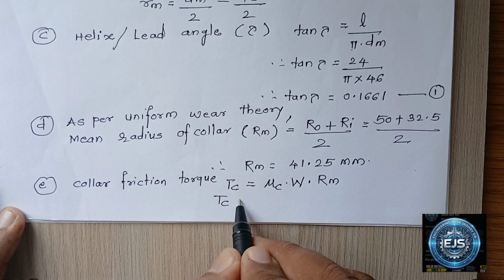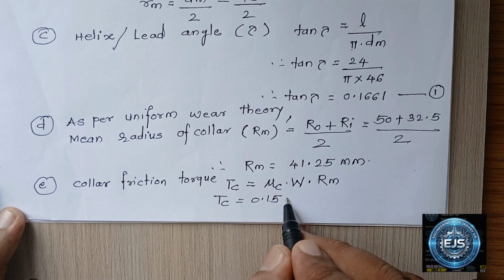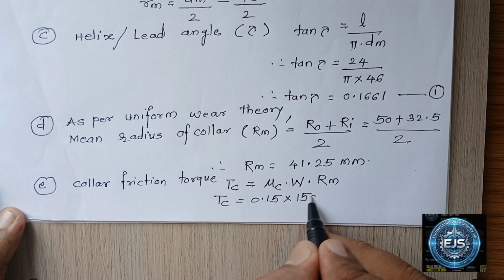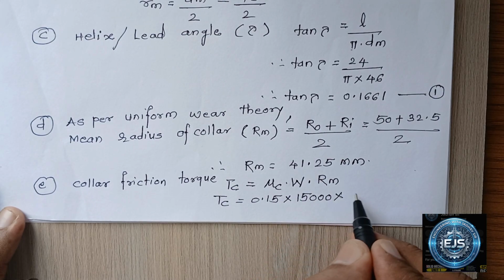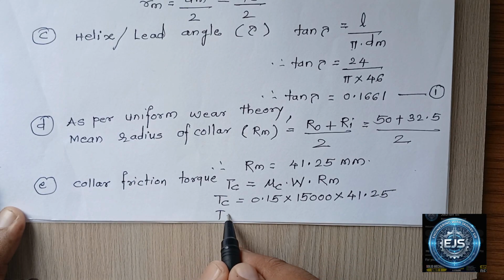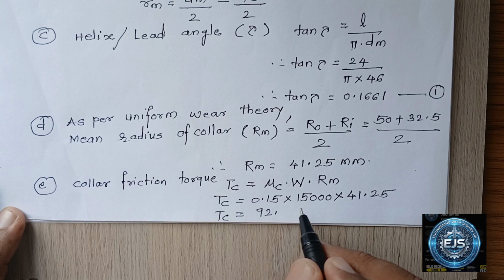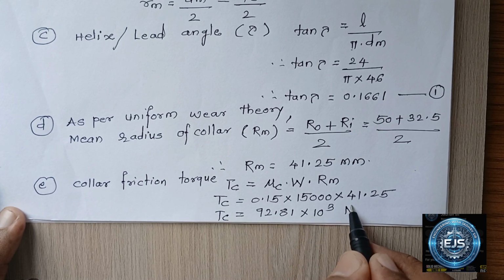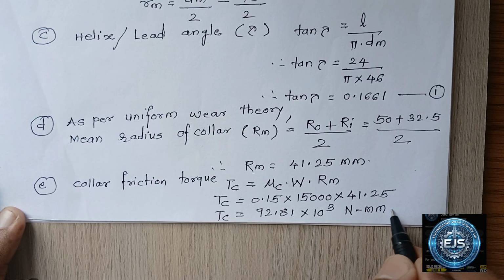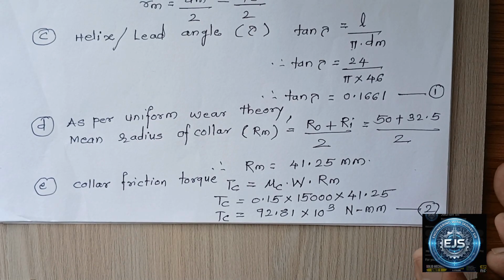So Tc is equal to mu c, given as 0.15, W is given as 15 kN, that is 15,000 Newton, into mean radius, which is 41.25. So we get this collar friction torque, and that torque is 92.81 into 10 to the power 3 Newton mm. This collar friction torque is our equation 2.